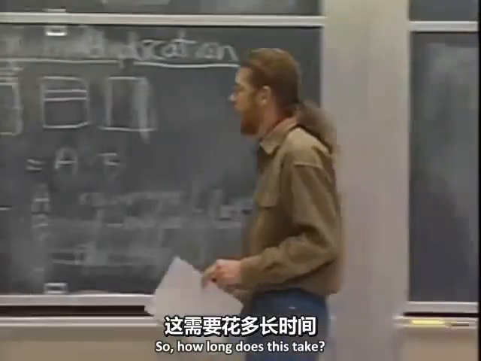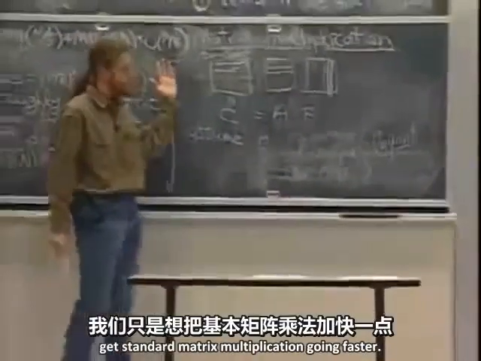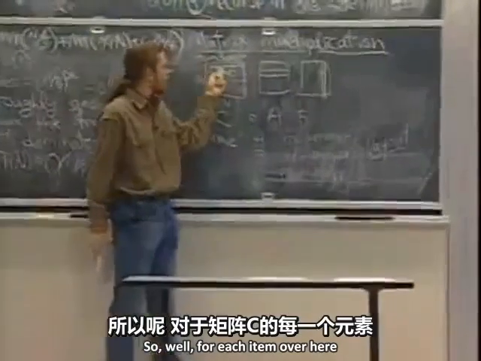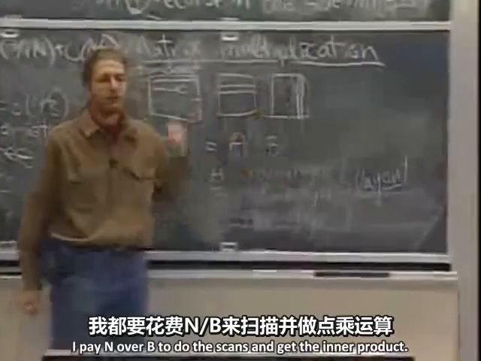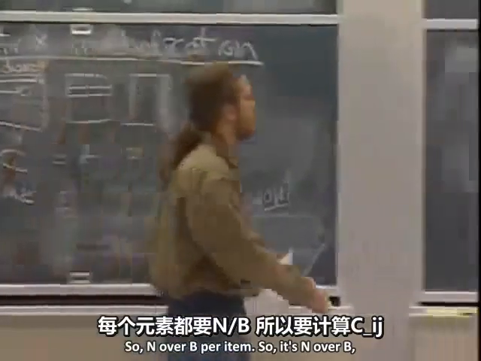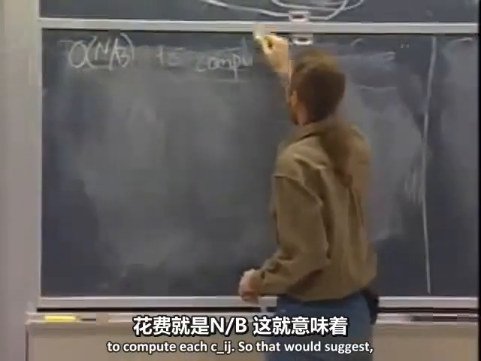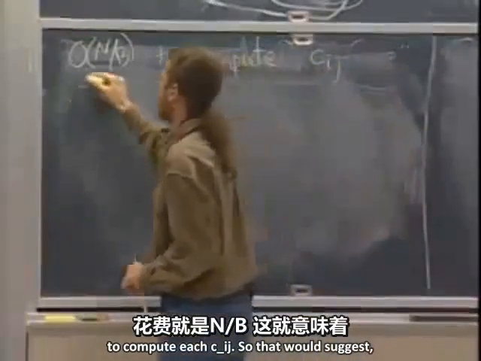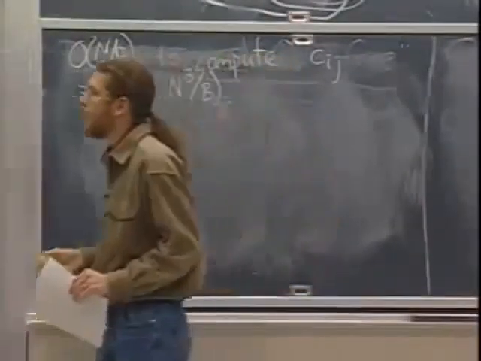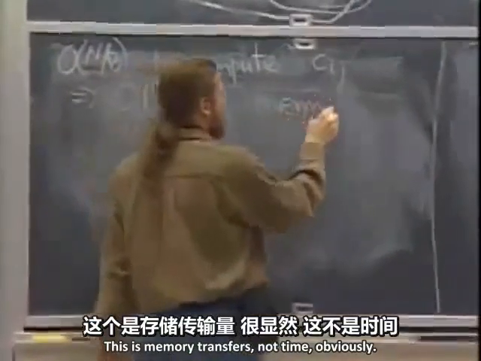So, how long does this take? How many memory transfers? We know it takes n cubed time. I'm not going to try to beat n cubed here, just going to try to get standard matrix multiplication going faster. Well, for each item over here, I pay n over B to do the scans and get the inner product. So n over B, ignoring the +1, to compute each Cij. That suggests, as an upper bound at least, n cubed over B. And indeed that is the right bound. It's a theta. This is memory transfers, not time, obviously.